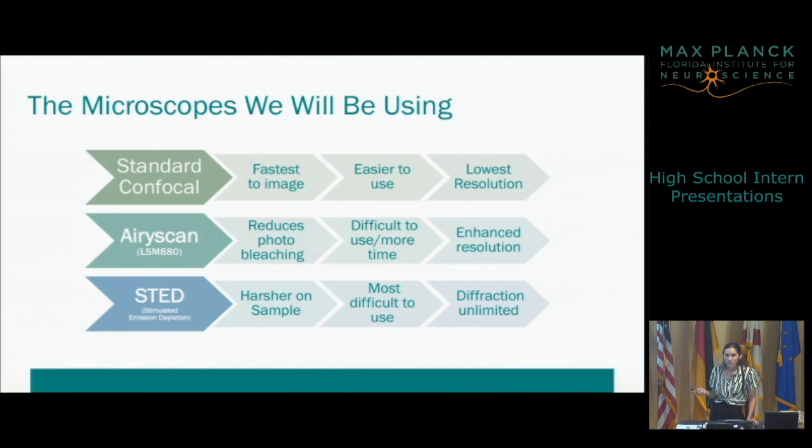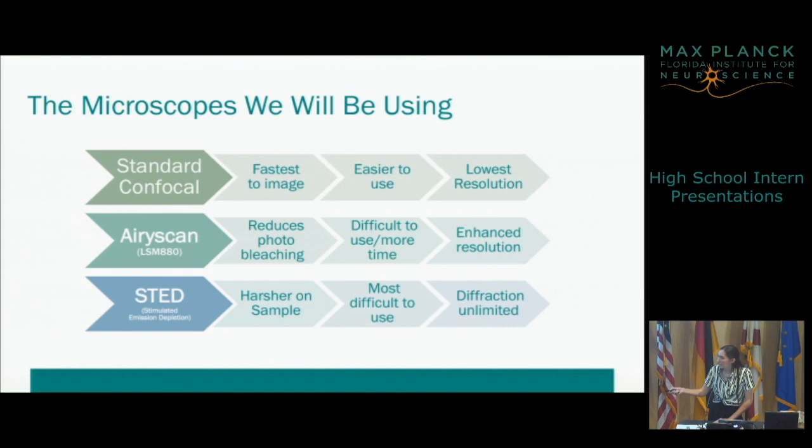We're using algorithms in order to compute out-of-focus light into in-focus regions. So it's a little bit more difficult to use, and there's a little bit more time that has to go into it in order to get the image that you'd like. However, we can get 1.4 to 1.7 times the resolution compared to the standard confocal.